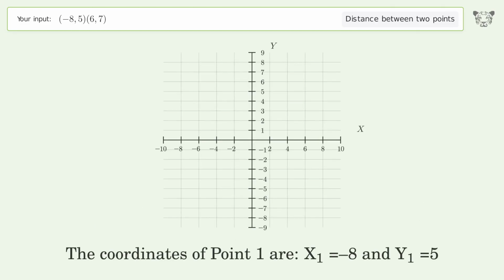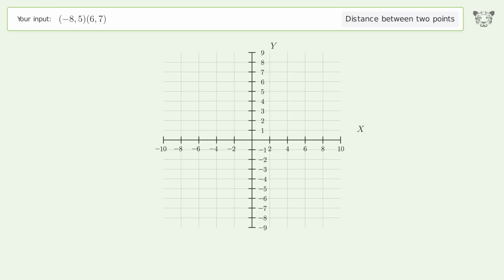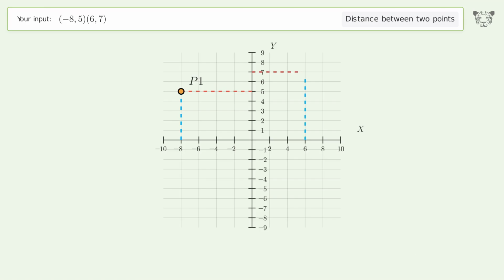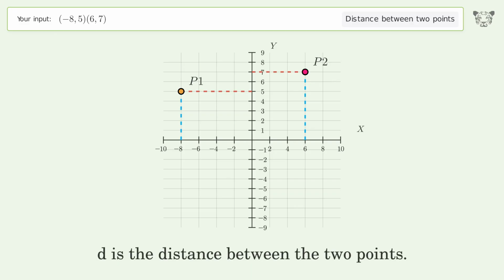The coordinates of point 1 are x1 equals -8 and y1 equals 5. The coordinates of point 2 are x2 equals 6 and y2 equals 7. D is the distance between the 2 points.